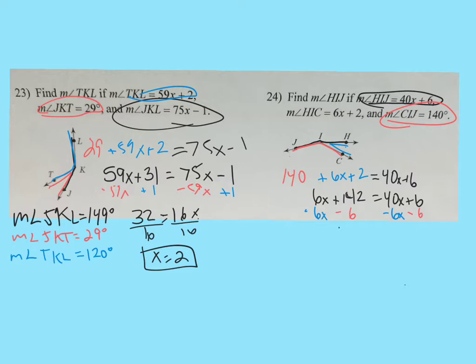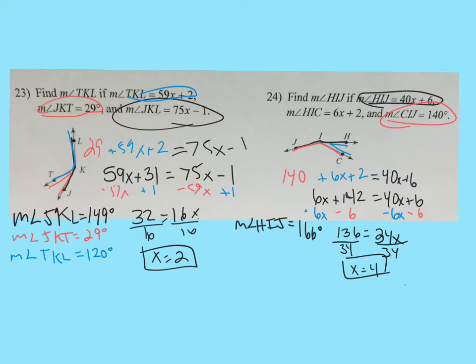So I end up with 136 equals 34x. Divide both sides by 34. So I'm going to get x equals 4. Once I get x equals 4, I've got to get some actual values. So the first thing I'm going to do is find HIJ, the measurement that's the biggest piece. 40 times 4 is 160, plus 6, so it's 166 degrees.